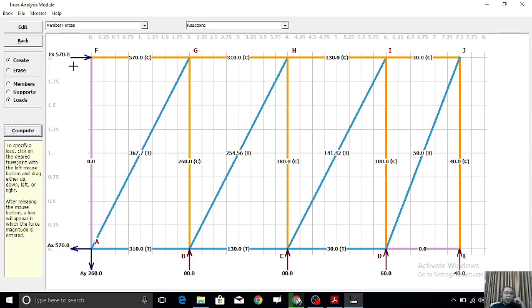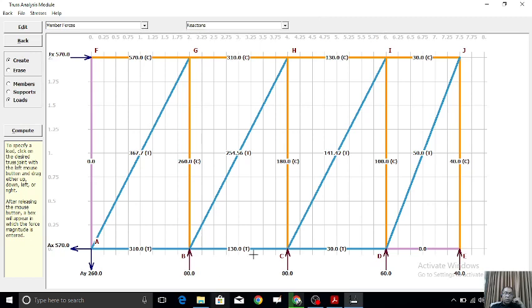If you look at it, the reaction values at this point F for the roller, which gives you one reaction, is 570 pounds. AX is 570 pounds from the right to the left. AY is 260 pounds downwards, and FX is basically 570 pounds from the left to the right.